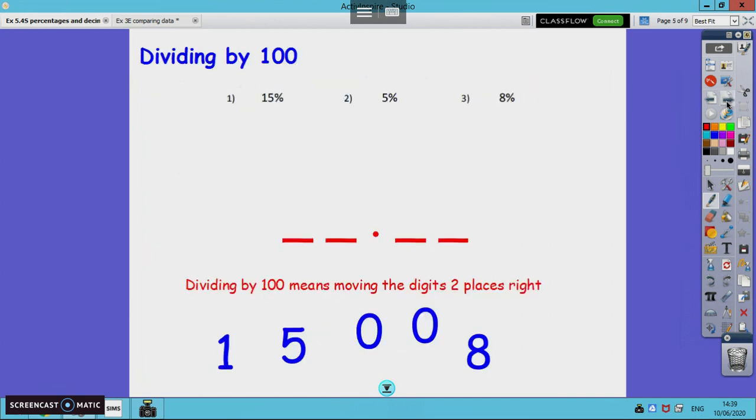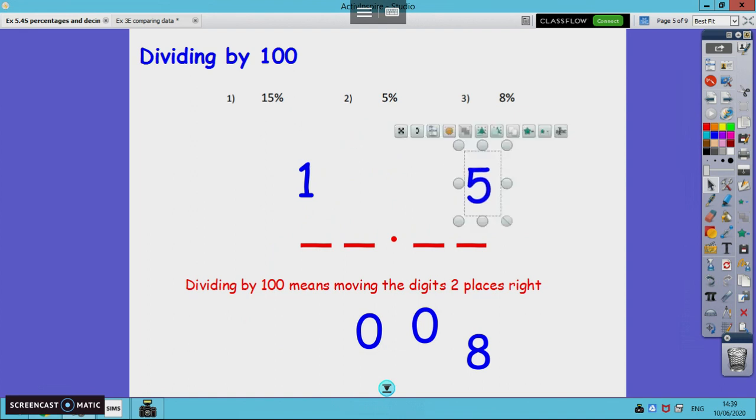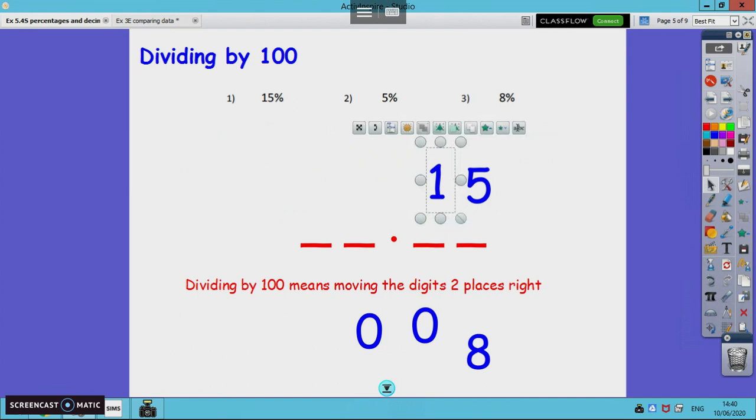Now let's talk about dividing by 100. So dividing by 100 means you have to move the digits 2 places to the right. So let's start with 15. Okay, everything 2 places to the right, dividing by 100. 1, 2, 1, 2. Now we've got something like .15. Does anyone know what we need to move into this space here? Well, we need to move one of the zeros down here. So our answer to that would be 0.15.